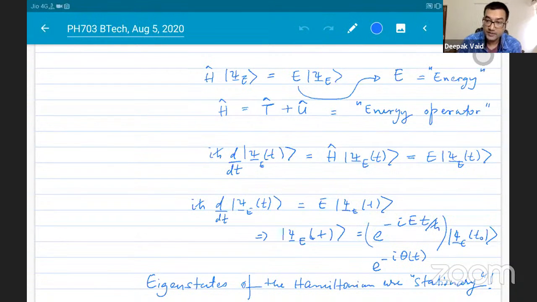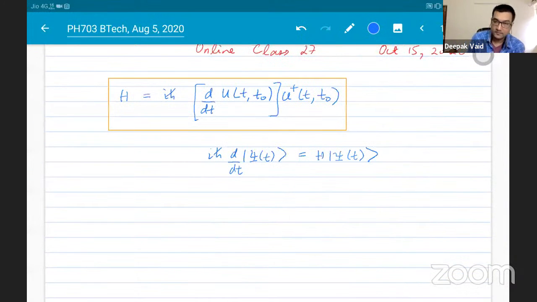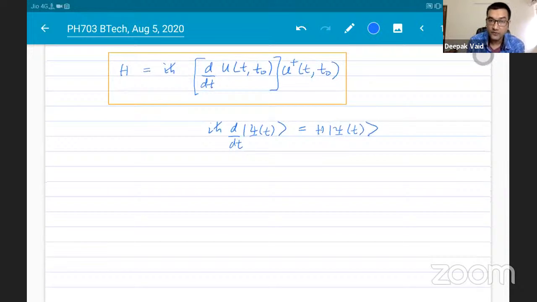So that tells us that if the system starts out in an eigenstate, it stays in that eigenstate. Any system which is in an energy eigenstate is a stationary system. This is not something completely abstract. It actually has meaningful consequences.